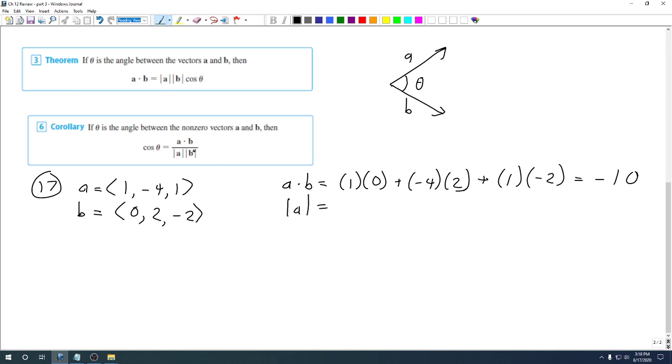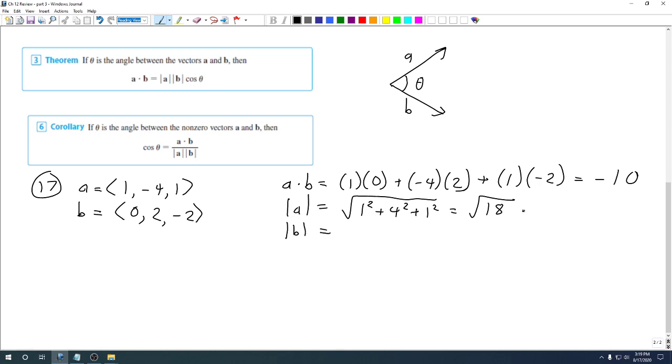But we also do need the magnitudes of A and B. Remember, we compute the magnitude by taking the square root of the sum of the squares. So we have 1 squared plus 4 squared, and we leave off the negative, plus 1 squared. So we have the square root of 16 plus 1 plus 1, so the square root of 18.